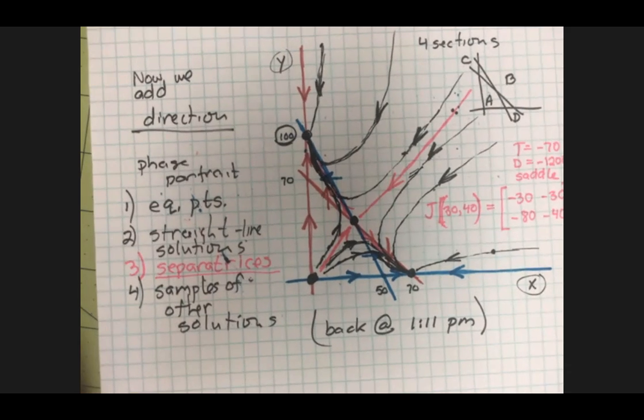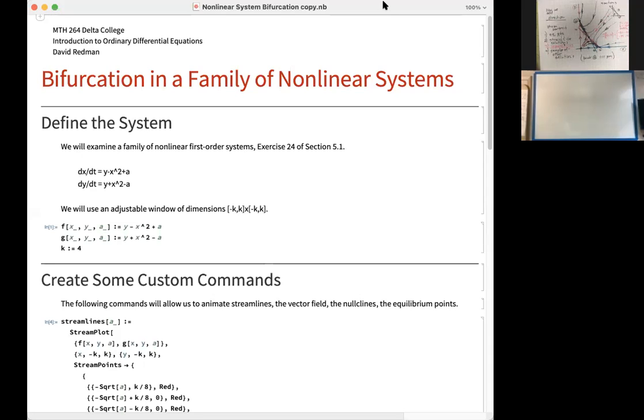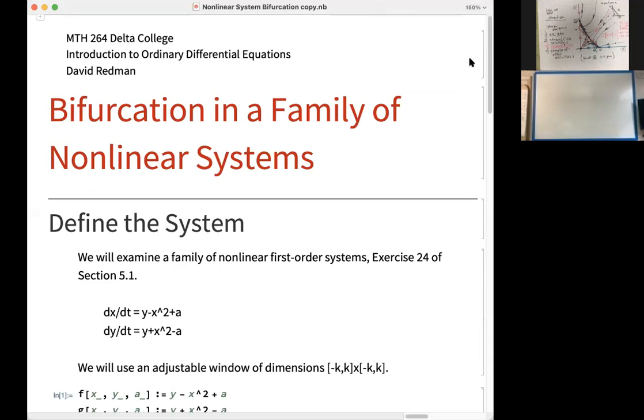I have my own copy down here. And then I'm going to share it with you. Got it. Okay, here we go. And I'm going to pump up the words. There. So here I want to show you bifurcation in another context. So this is a problem from 5.1, Exercise 24.5.1, solution is posted on our website.